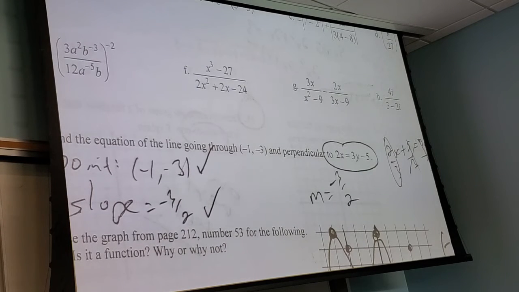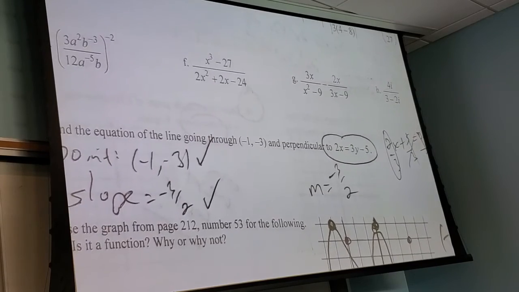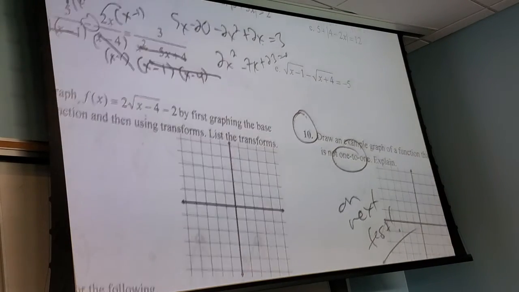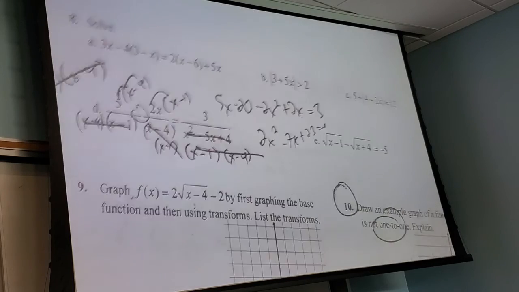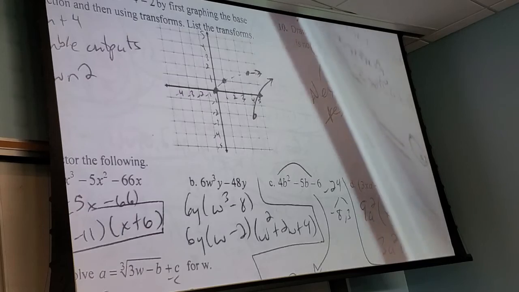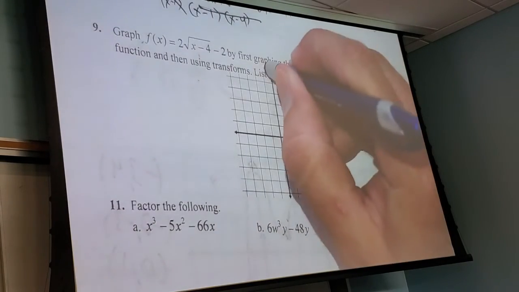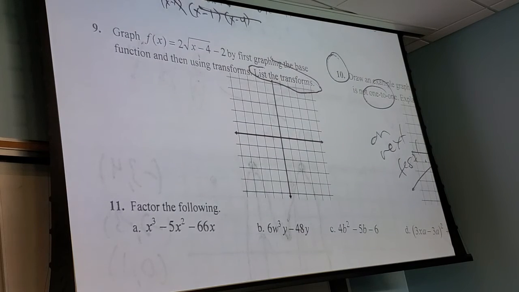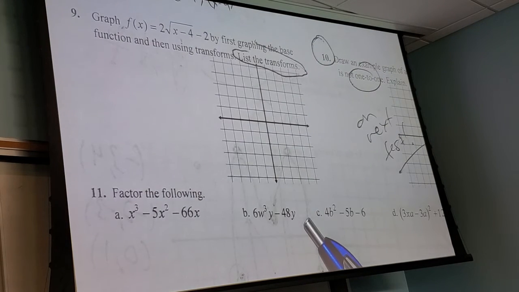Anything else on here or in the homework? There's a nice one, graphing the base function. I think I did that, right? Yes, I did. Yeah, list the transforms. That's the way I would do it. List the transforms. Right? Okay. Anything else?